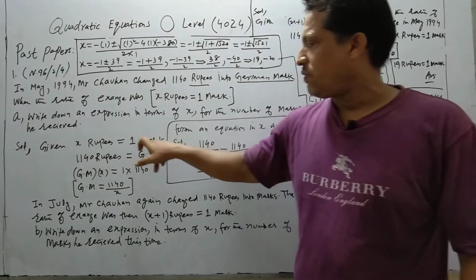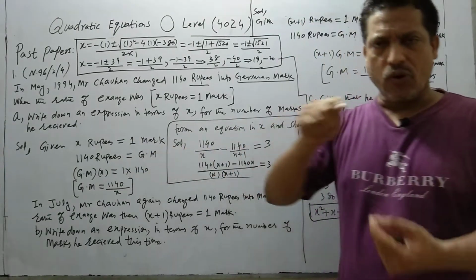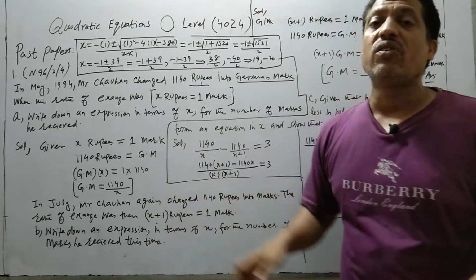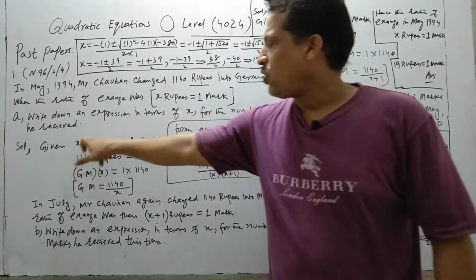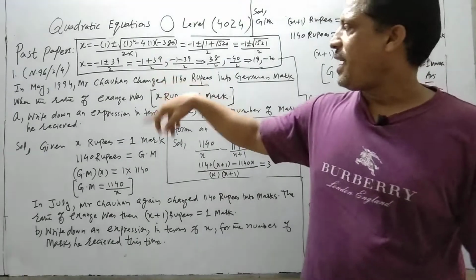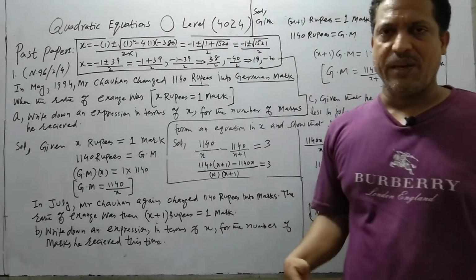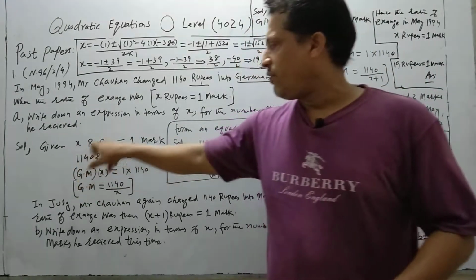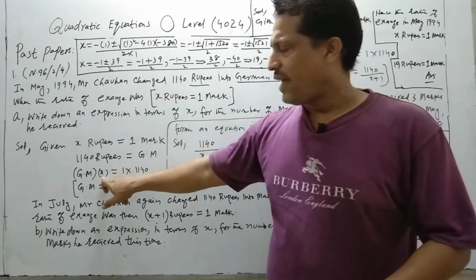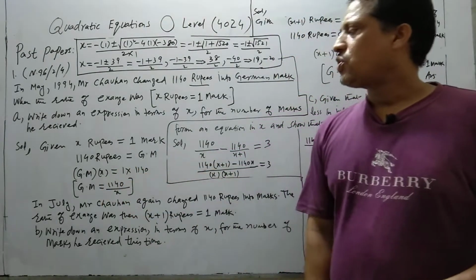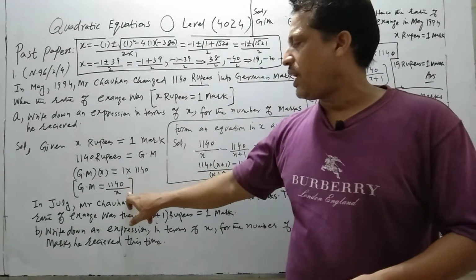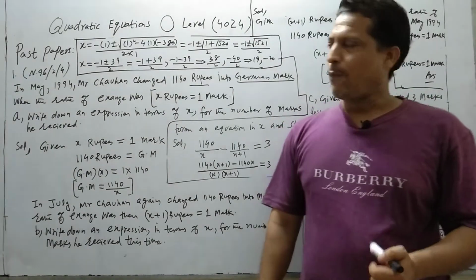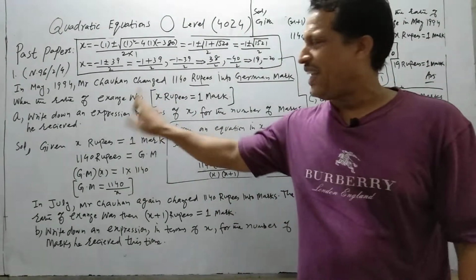So if X rupees is equal to 1 mark, 1140 rupees, I wrote GM. GM stands for German mark. I don't know the value of the German mark. So X rupees is equal to 1 mark. This is given. He has 1140 rupees is equal to GM. Now cross multiply GM by X and 1140 by 1. So this X is multiplied over here. This should be divided. So he has 1140 upon X German marks after converting his 1140 rupees. So this is the answer of part A.